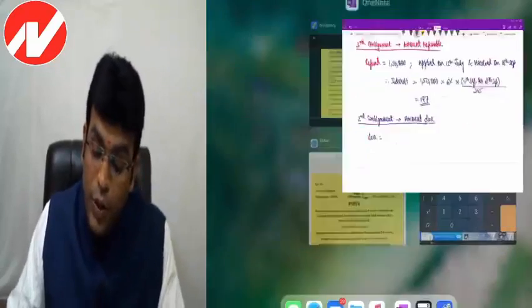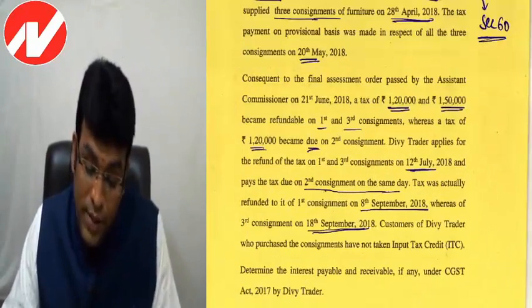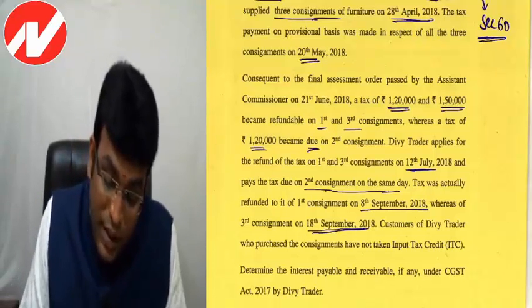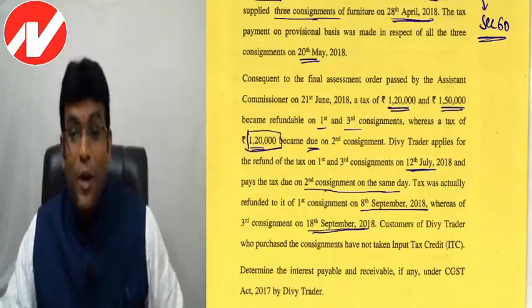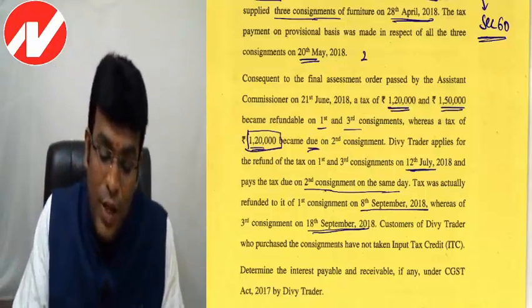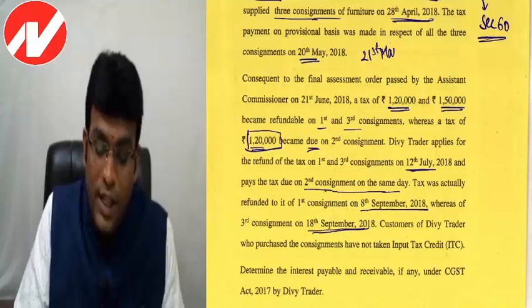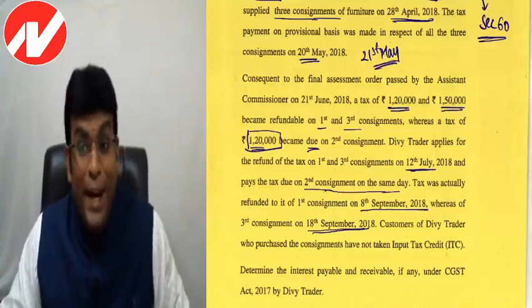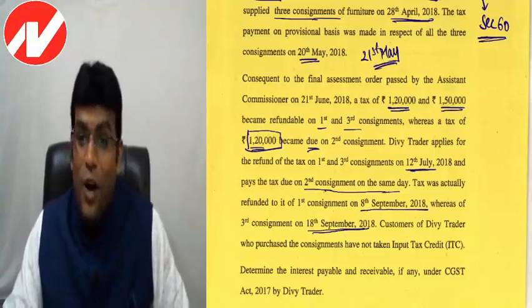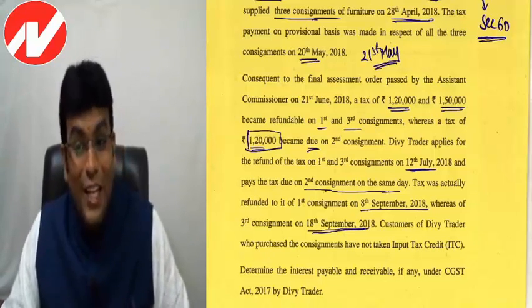And what is the amount due, sir? The amount due is 1,20,000. And you have to observe that for this 1,20,000, interest will start from 21st May itself, because interest will start from when the amount was due till when the amount is paid. We will calculate till 12th of July. Clear, friends?